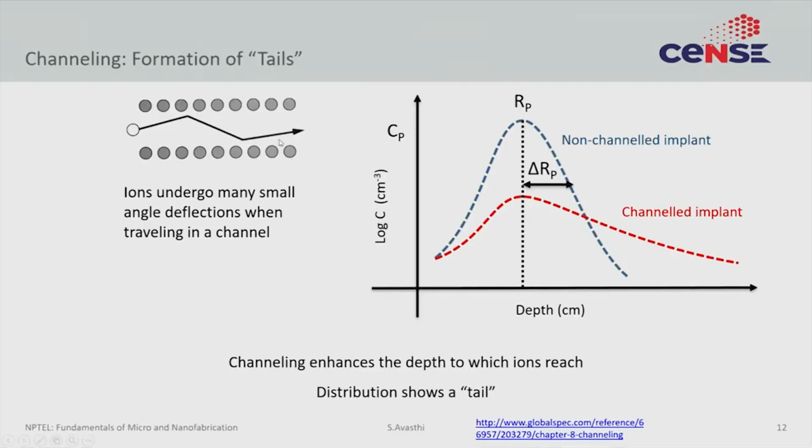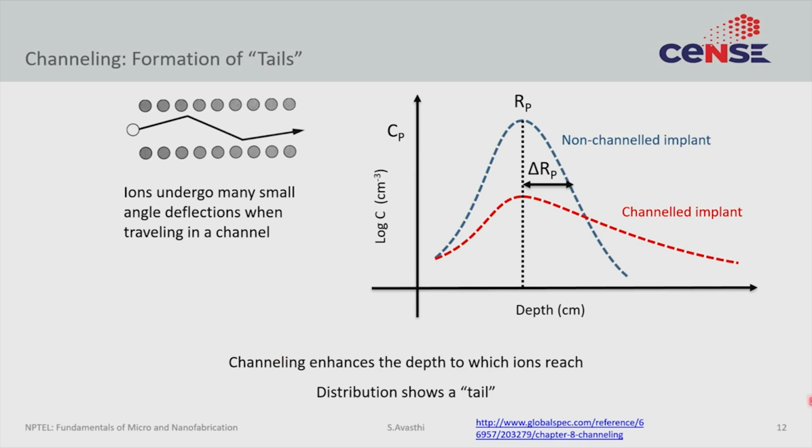What that leads to is that once the ion is in the channel, it does not encounter as many silicon atoms as it should have if it was in a random direction. And that leads to it going deeper inside the silicon before coming to a standstill. So, in the concentration profile you are expecting a blue non-channeled profile, but what you would actually measure is a red channeled profile, where the concentration at higher depths is higher. The ions took longer to stop than they would have if you assumed a simple profile.